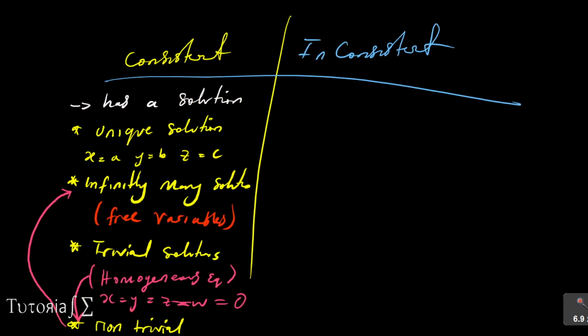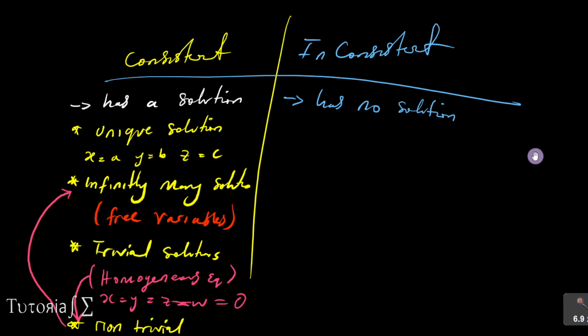Now, when it comes to inconsistency, inconsistency is basically no solution. When a system of equations has no solution, we conclude that it is inconsistent. So that is basically what you should know about consistency and inconsistency.